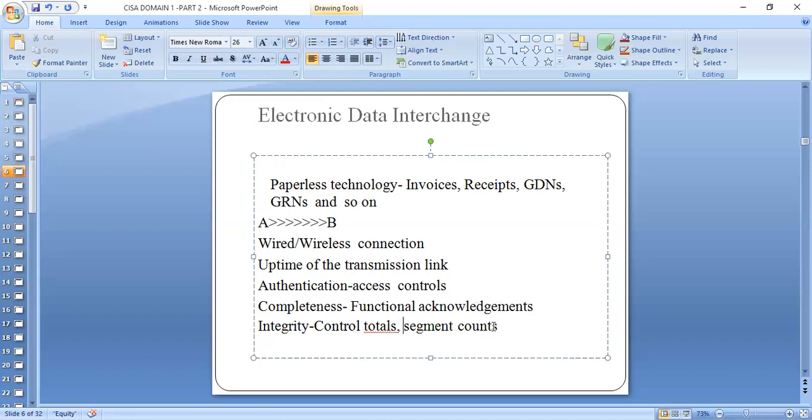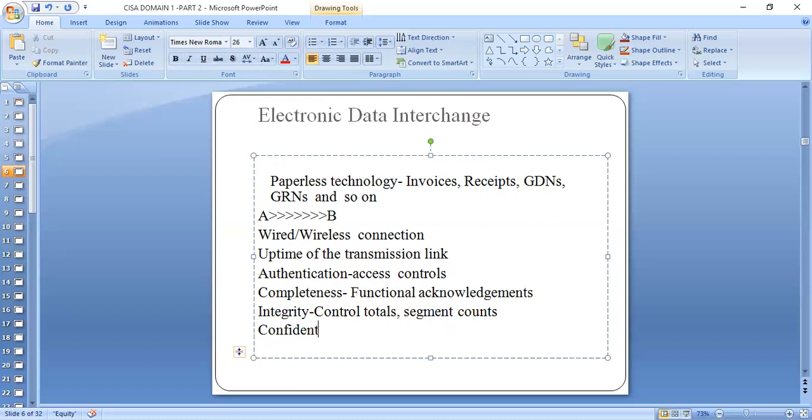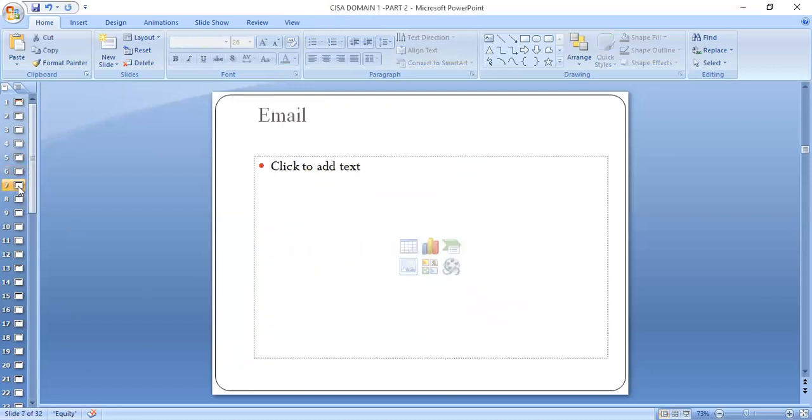I will be concerned also about confidentiality. Some of the things we are sending across may be sensitive, so I will be concerned about encryption, both while at rest and while in transmission. So these are the issues that the auditor is going to be concerned about with EDI, electronic data interchange. Is that not wonderful?